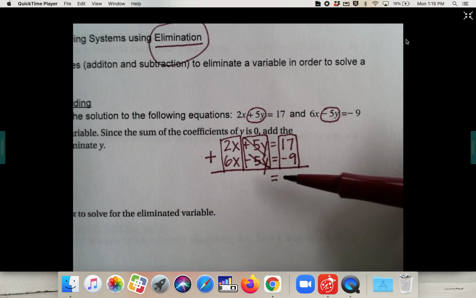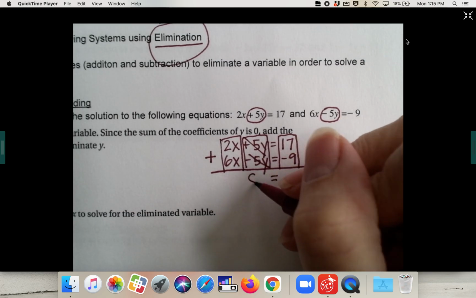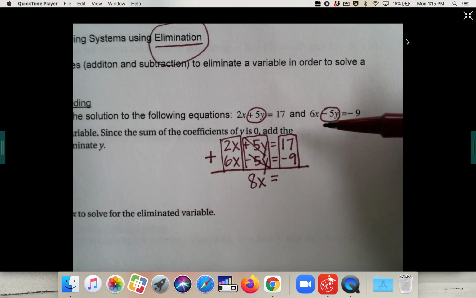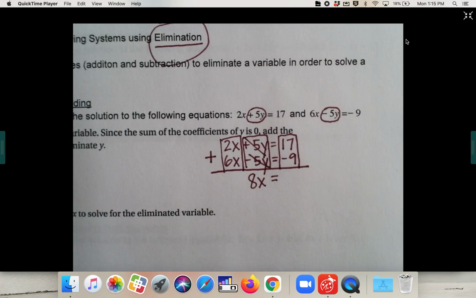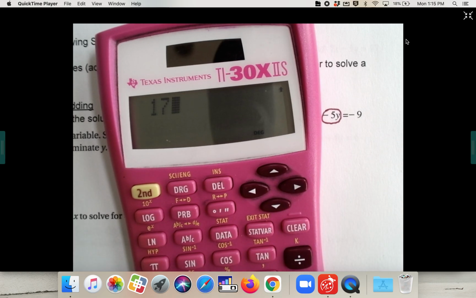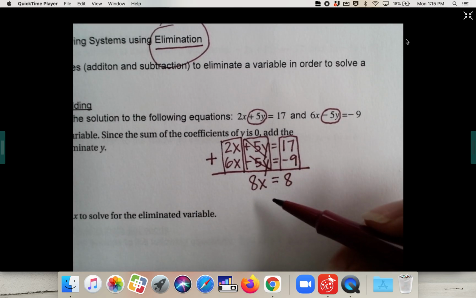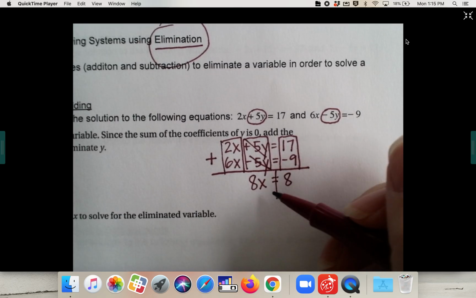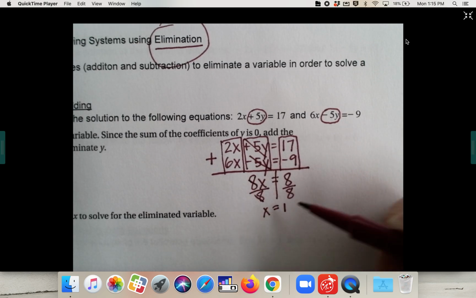So let's take a look at what we have if we add 2x plus 6x. Over here you would have 8x. What about if you added 17 plus negative 9? Let's check and see. 17 plus negative 9 is positive 8. So just like that, we almost have what x is. You would divide both sides by 8, and x equals 1.